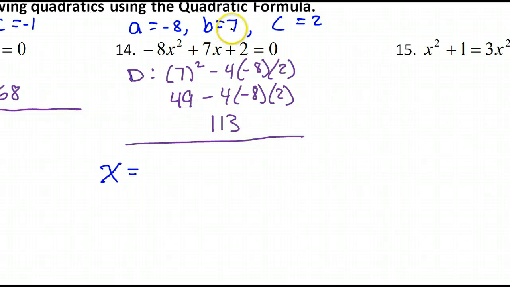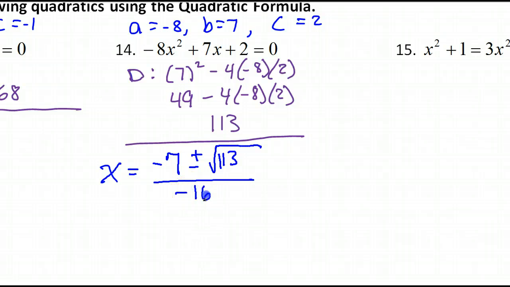opposite of b. So opposite of that is -7, plus or minus square root, and then the 113 goes there. Whoa, 113. All over 2a. 2 times a, that's 2 times -8. That's -16.